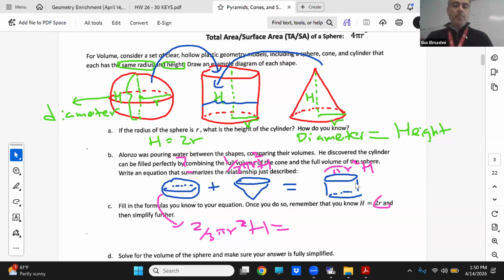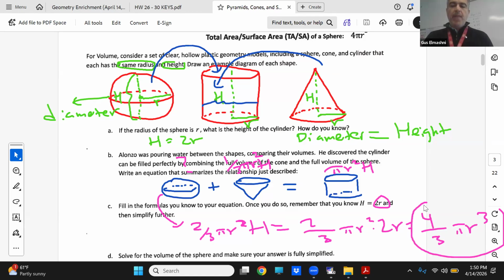Now, what does h equal again? 2r. So if I do 2/3 pi r squared times 2r, what do you get? 4/3 pi r cubed. And that's the volume of the sphere. That's where it comes from. So it's 4/3 pi r cubed. Of course, I'll give that to you. You don't have to memorize it.